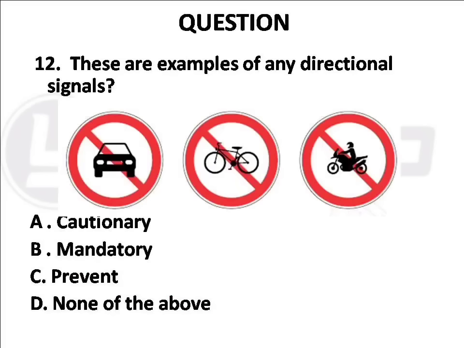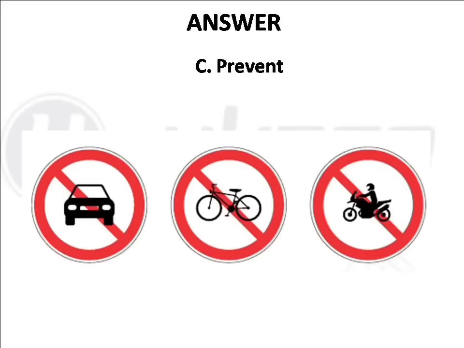Question number 12. These are examples of what kind of directional signals? The options are: A, cautionary; B, mandatory; C, prevent; D, none of the above. The answer is option C, prevent.